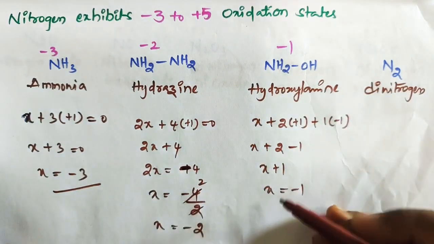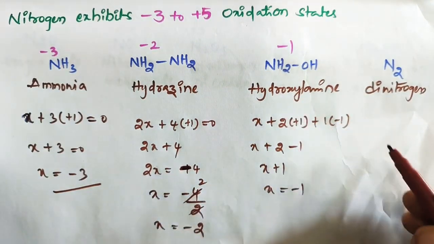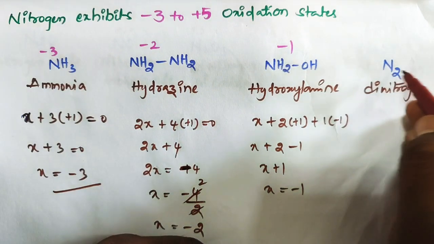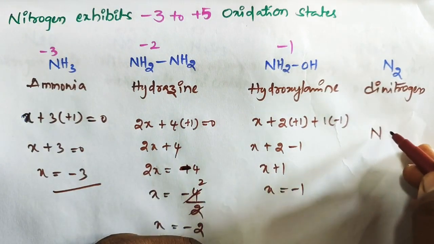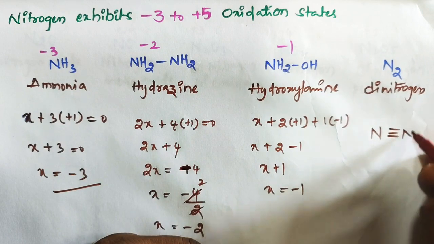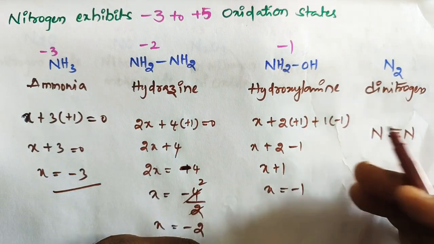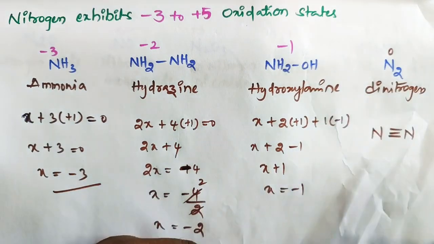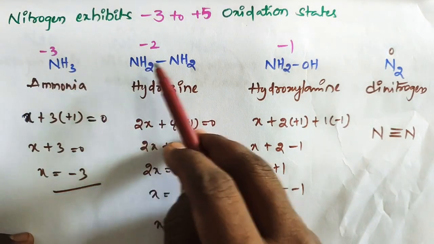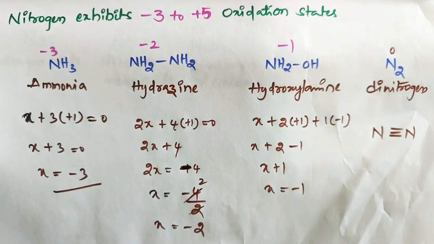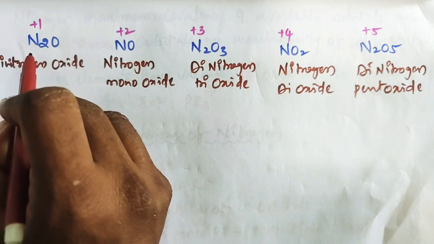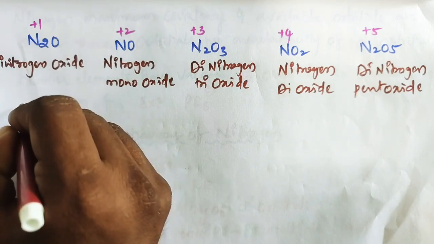By following this way, we can calculate the oxidation state easily. And what about nitrogen, N2? Between the two nitrogens, nitrogen triple bond nitrogen, there is no electronegativity difference. So in this, the nitrogen oxidation state is 0. So -3, -2, -1, 0. Dinitrogen oxide shows the nitrogen in the +1 oxidation state.